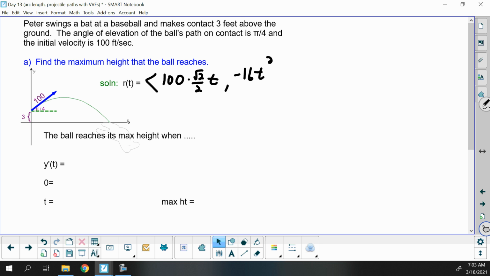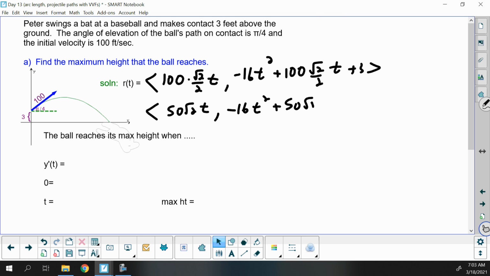And then we have our initial velocity times sine of pi over 4, which also is square root of 2 over 2, times t, and then our initial height, which is plus 3. So we can neaten that up slightly to be 50 square root of 2 t, comma, negative 16t squared plus 50 square root of 2t plus 3.